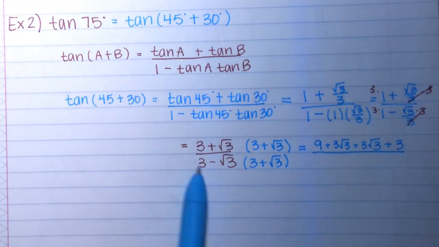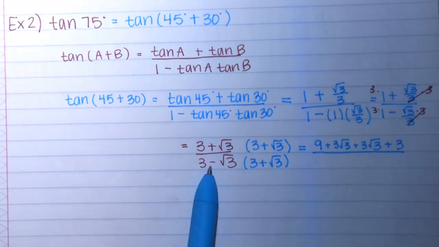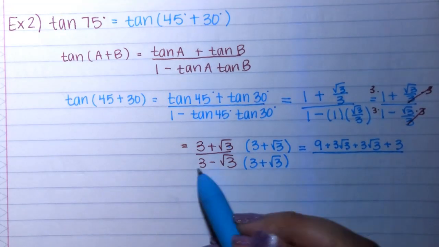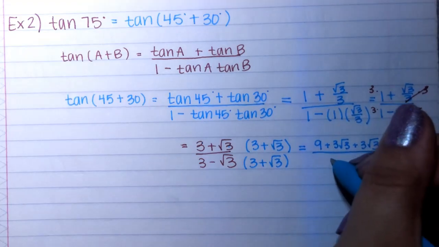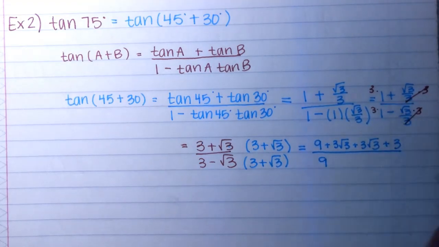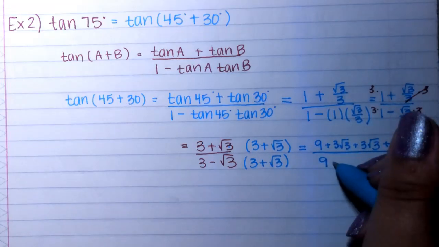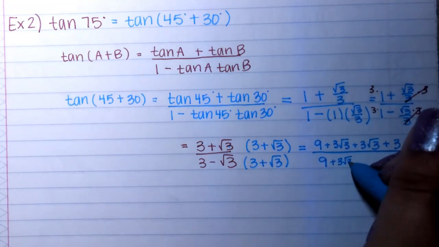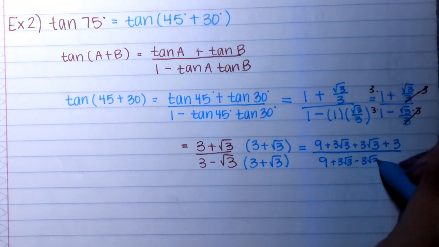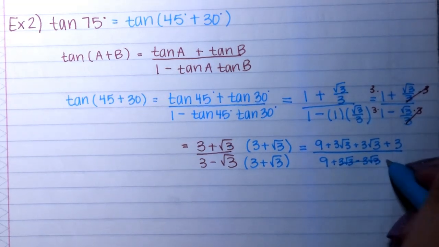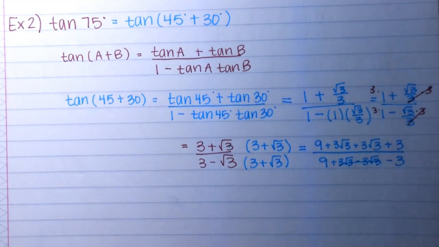Now, if I FOIL these out in the bottom, do y'all agree I have a difference of 2 squares? What ends up happening when I FOIL these out? I end up getting positive 3 square roots of 3 and negative 3 square roots of 3. They cancel. And so I end up with that.